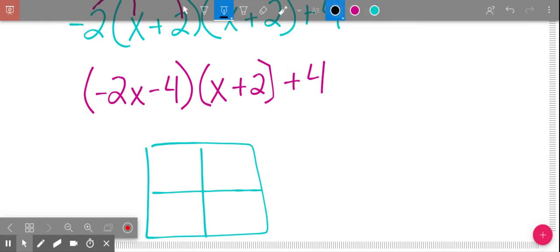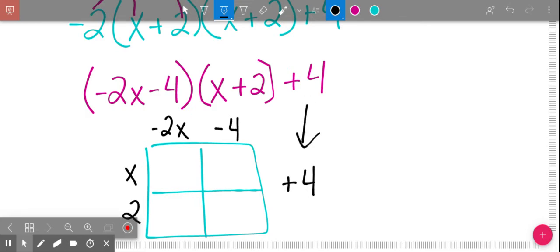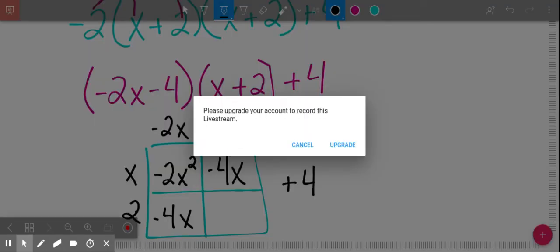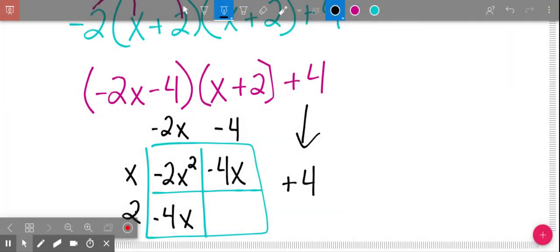Okay, and I can fill in all my pieces. So I'm going to have negative 2x minus 4, and then x plus 2. And then I just bring down my plus 4 like I did in my other problem. Now I can fill in all my pieces. So negative 2x times x gives me negative 2x squared. x times negative 4 gives me negative 4x. Negative 2x times 2 gives me negative 4x again. And then 2 times negative 4 gives me negative 8.